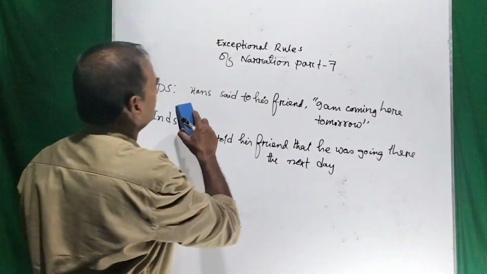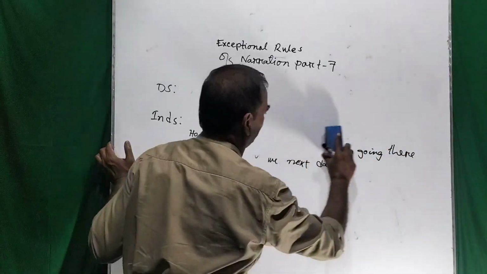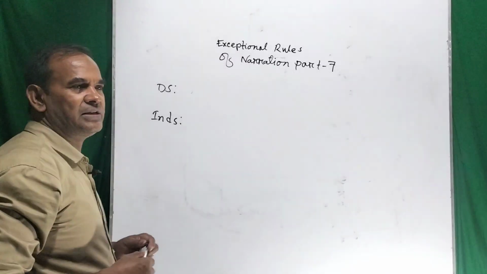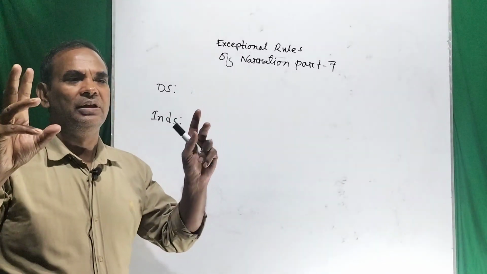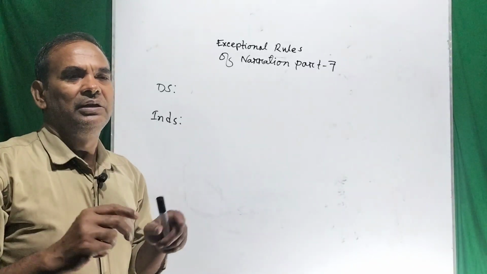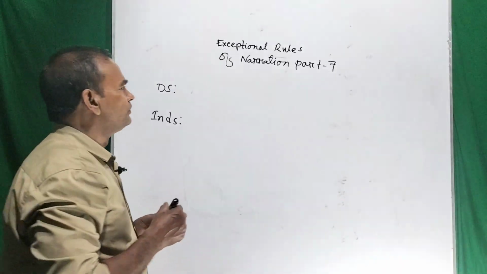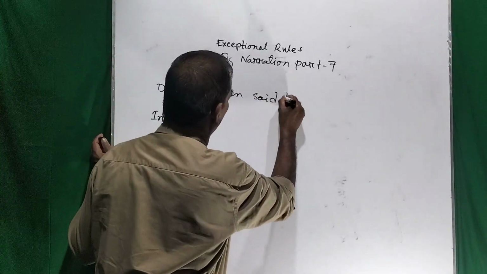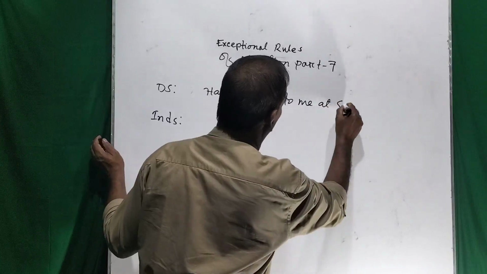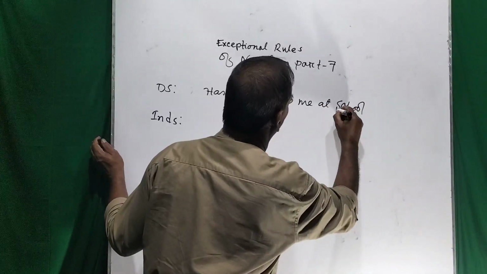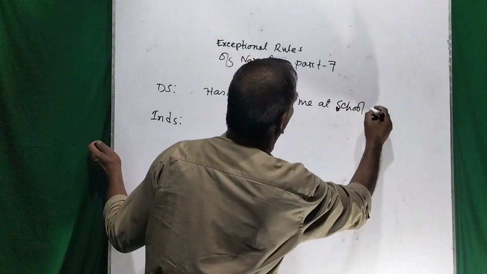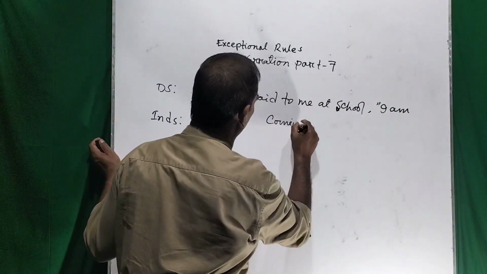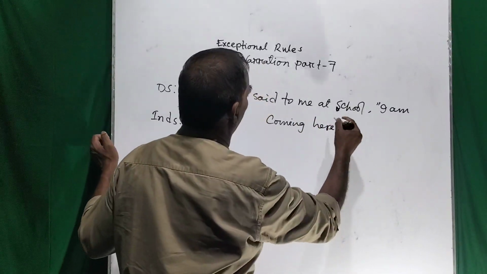But sometimes this kind of word, that is "here", can be expressed clearly or best by some other words in the sentence. In that case, we don't have any hesitation or tension or anxiety to use "there" in the indirect speech. So please take a look at this: Hassan said to me at school, "I am coming here tomorrow."